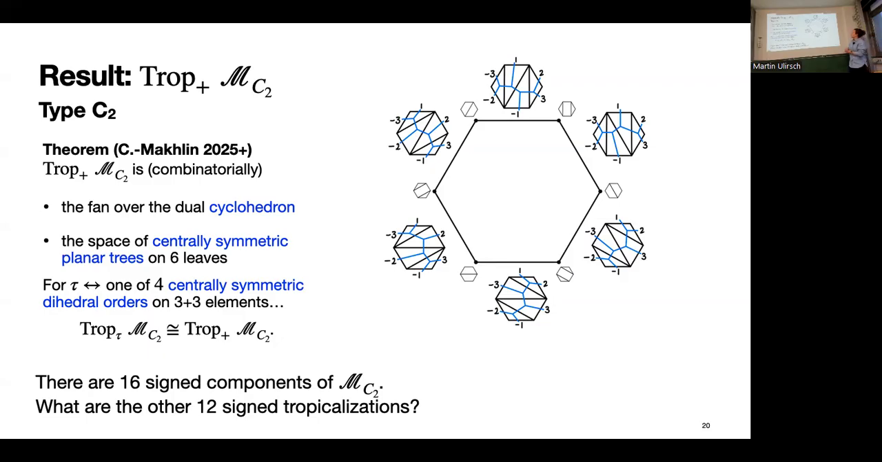And right, so there's 4 centrally symmetric dihedral orders on 3 + 3 elements. And you can, if you want, try to figure out what those are. But there's 16 signed components of this variety. So the question is, what are the other 12 signed tropicalizations? What do they look like? Does anybody want to guess?